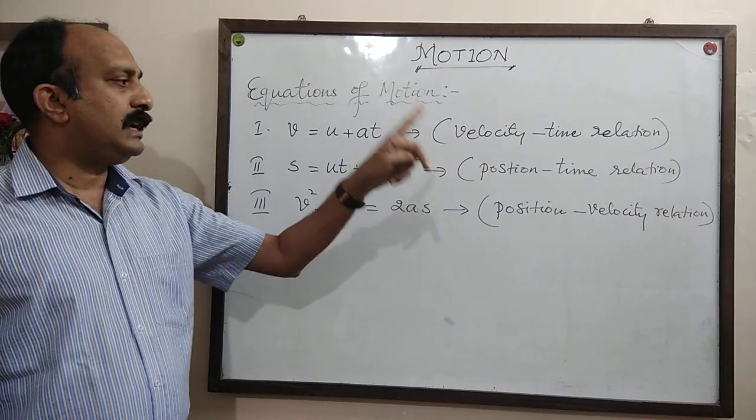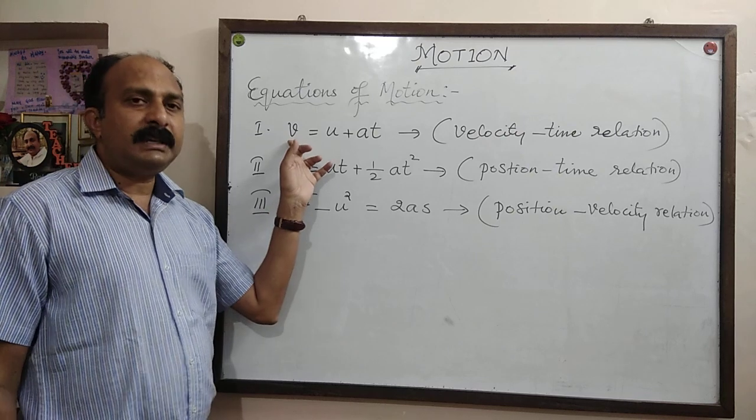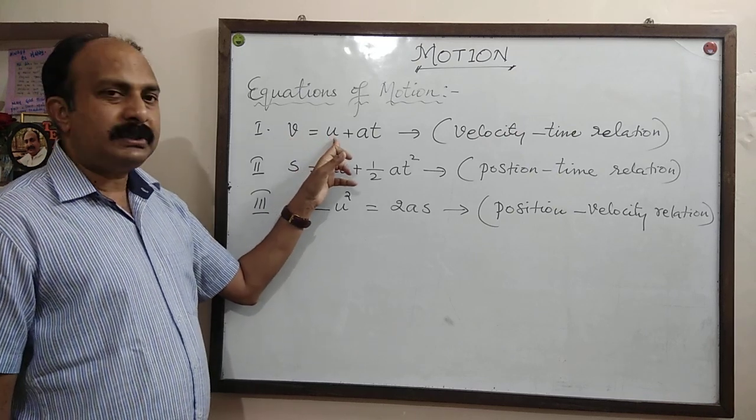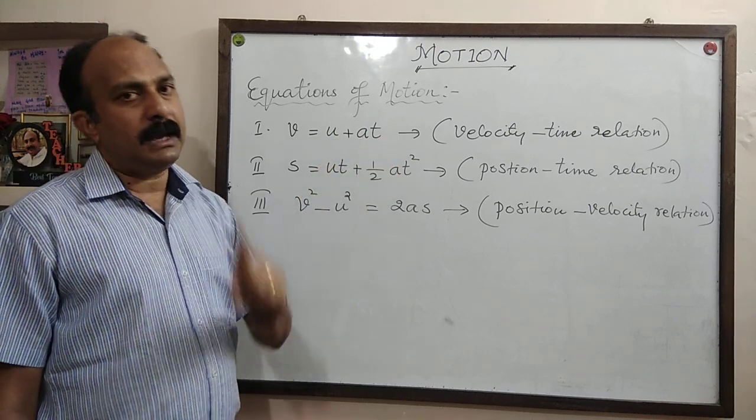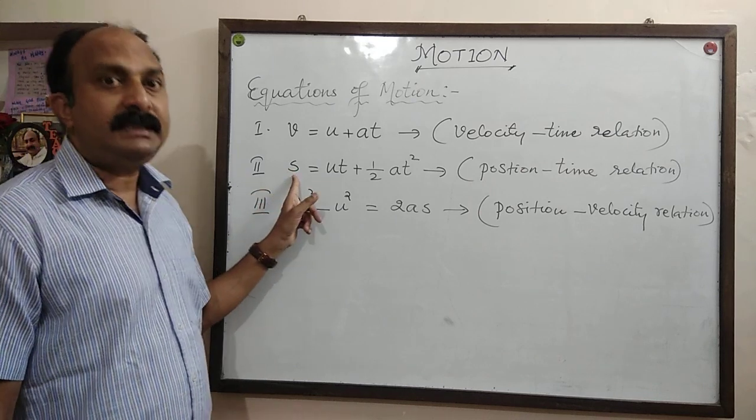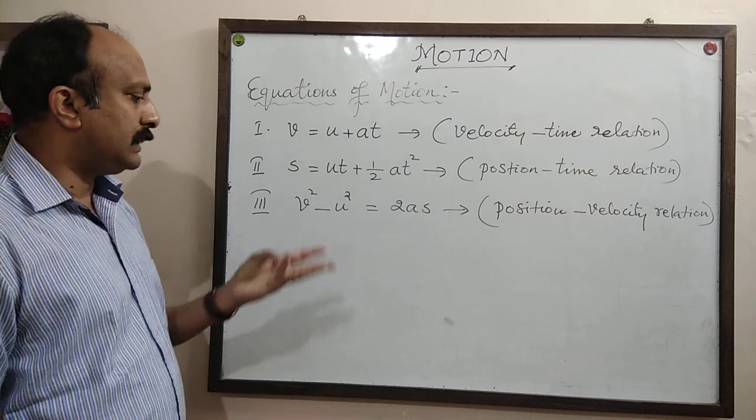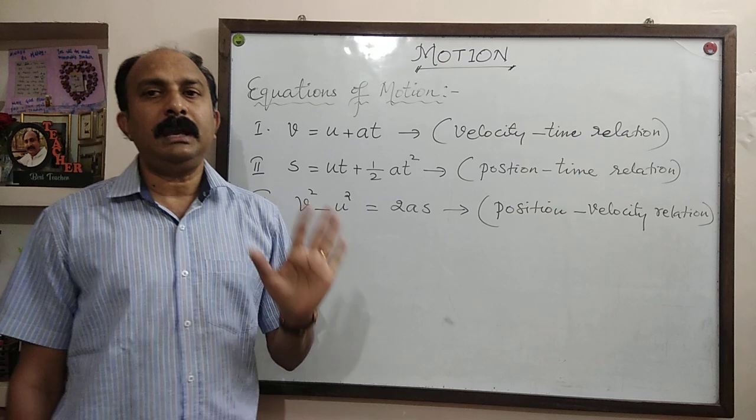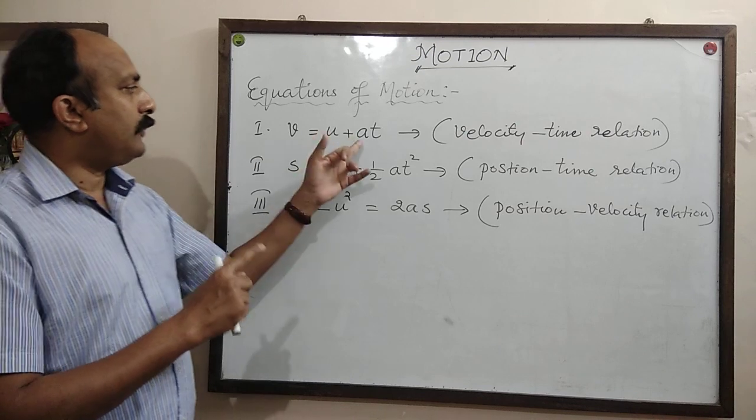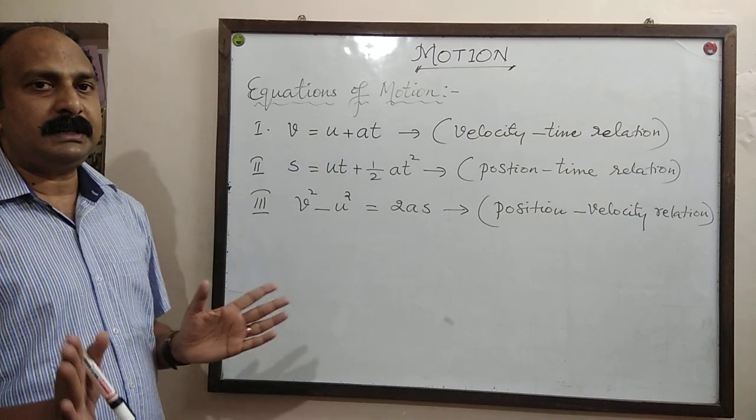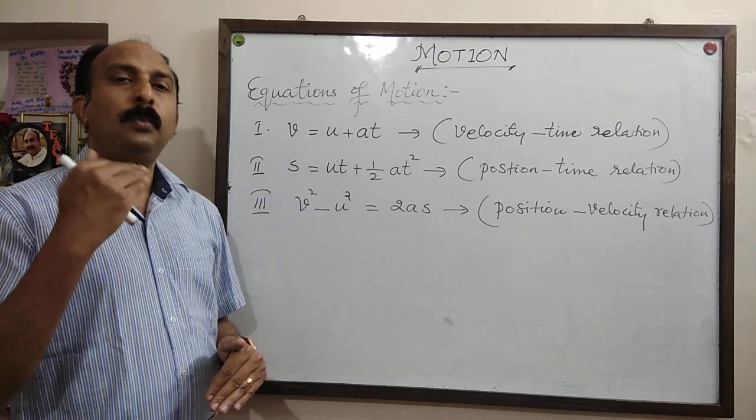Now, what are the meanings of these letters? V stands for final velocity, U stands for initial velocity, A means acceleration, T means time, S means distance traveled. So all over these 3 equations, the symbols are U, V, A, T, S. Now we are going to derive all these 3 equations of motion one by one.